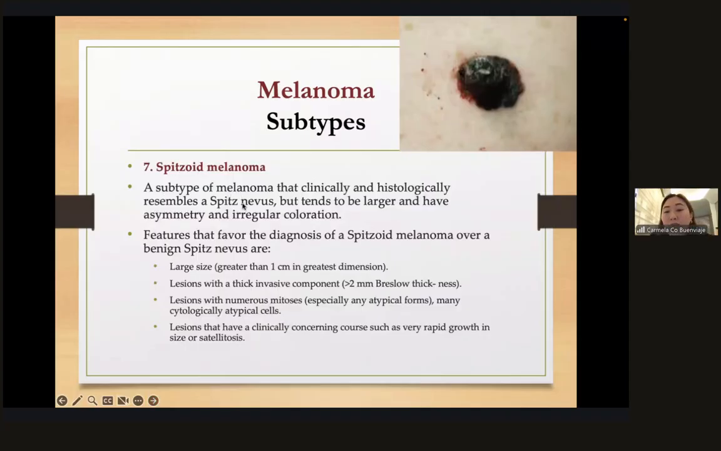It is a subtype of melanoma that clinically and histologically resembles a Spitz nevus, but it tends to be larger and have asymmetry and irregular coloration. So features that favor the diagnosis of a spitzoid melanoma over a benign Spitz nevus are the larger size, lesions with thick invasive component, lesions with numerous mitosis on histology, and lesions that have clinically concerning course, such as a very rapid growth or satellitosis. Like there are other smaller lesions around it.